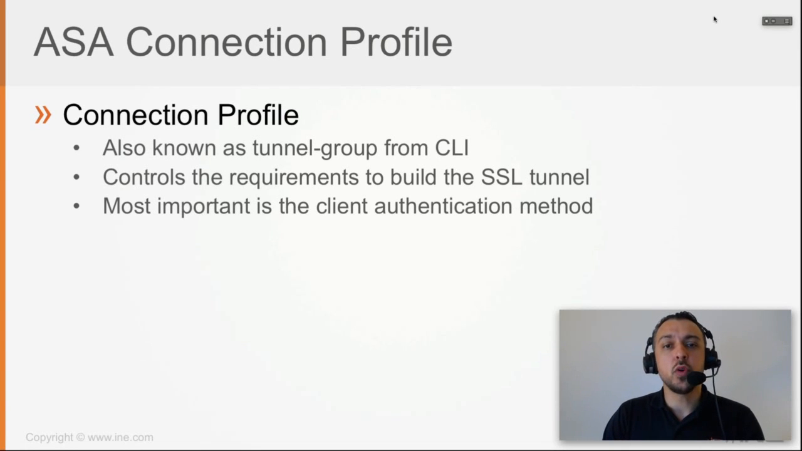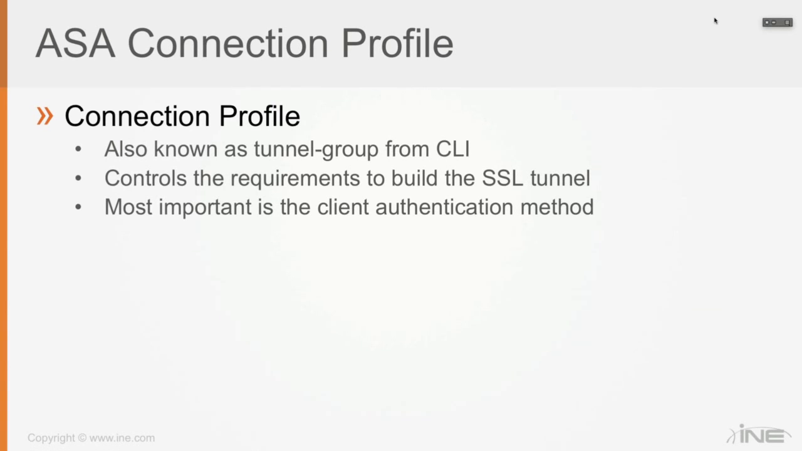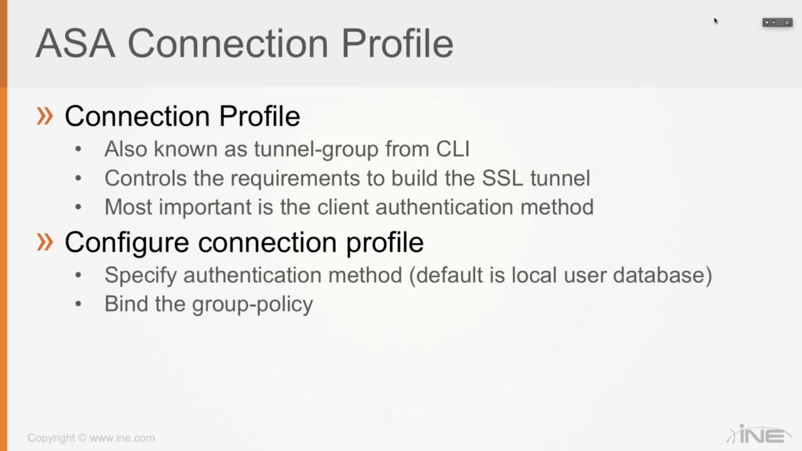So you configure the connection profile and specify in there, once clients connect to this connection profile, how do I want to authenticate those clients? As you said before, you have a lot of options: certificate based, username and password based, a combination of both, or a certificate and multiple usernames and passwords. So you have to configure the connection profile and specify the authentication method, or we can choose the default one, which is the local user database. That's going to be our use case. And then, of course, bind the group policy to the connection profile.